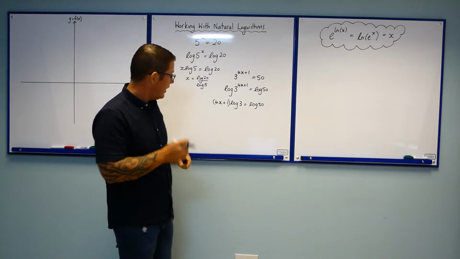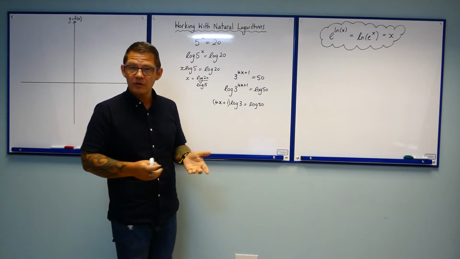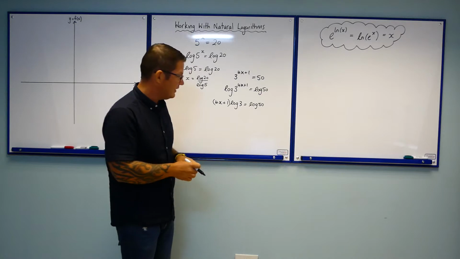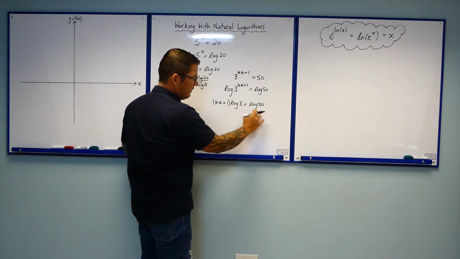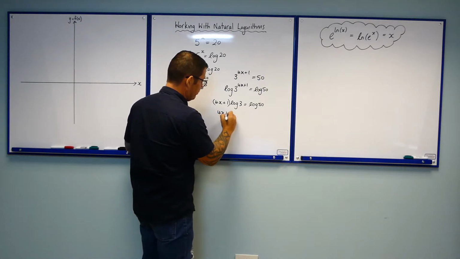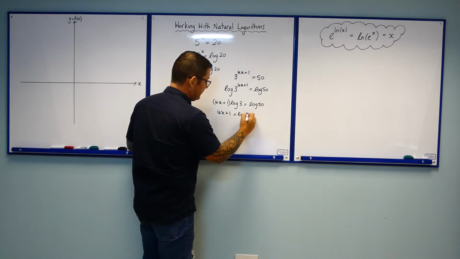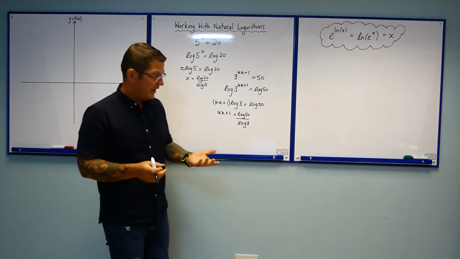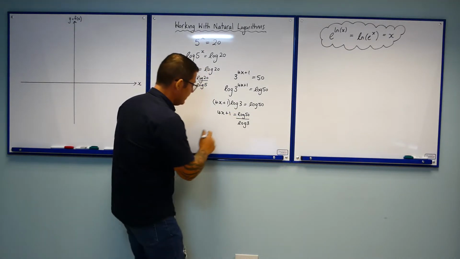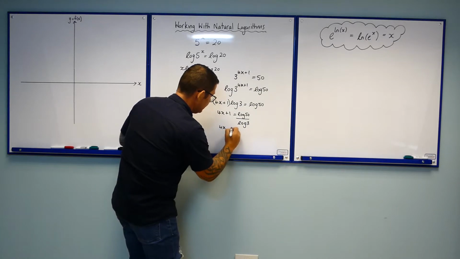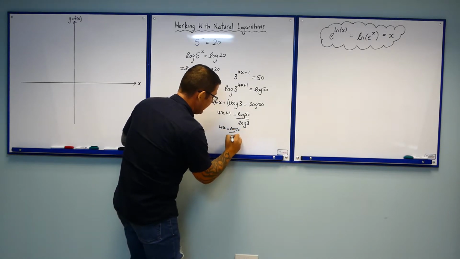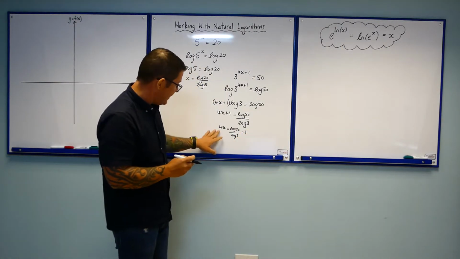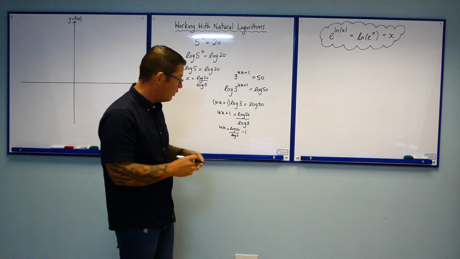At this point, there are a few different ways we could go along and solve this. You could multiply this log 3 across the bracket and rearrange, or as I'm going to do here, I'm just going to divide by log 3, so I get 4x plus 1 equals log 50 divided by log 3. And then last couple of steps, I need to take the 1 over, so you get 4x is log 50 divided by log 3 minus 1. And finally, we need to divide everything by 4.